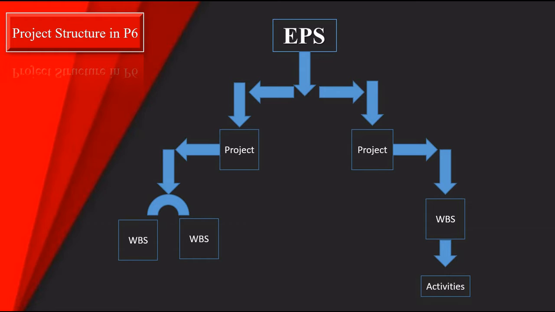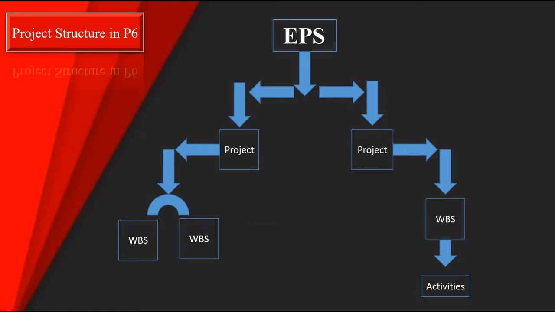EPS is enterprise project structure. It includes all programs or projects of an enterprise organization, structured according to the requirements of the organization. For example, a company may have manufacturing, construction, and maintenance divisions. So it may set up EPS as manufacturing, construction and maintenance. Projects, WBS.